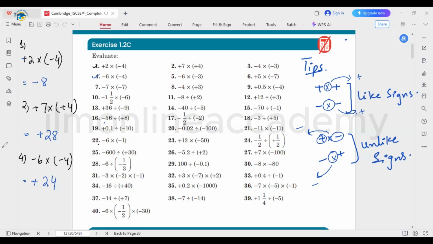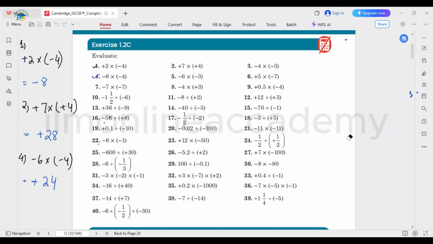Okay, so let's do some other questions as well. So this was part number 4. Let's try some of the parts that are basically having the unlike signs. So let's see part 8. We have negative 4 times positive 3. Again, positive negative is negative, and 4 times 3 would be 12, as unlike signs are there. So we are going to use the negative sign.